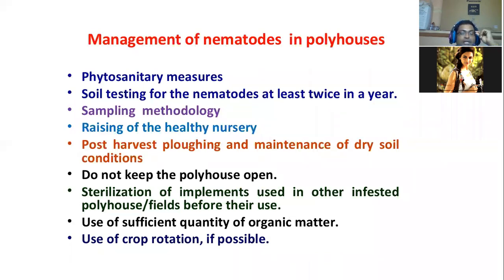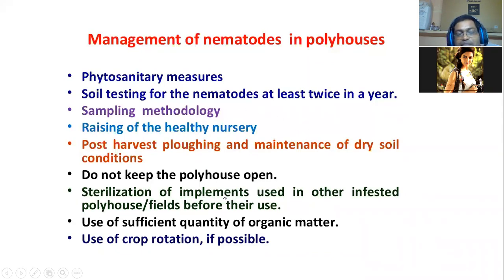Even nowadays, in greenhouses and polytunnels, they are cultivating more under modified atmospheric conditions. In modified atmospheric conditions there is less risk, but still there are chances for nematode infestation, right? For nematode infestation, you can use sterilization of these polyhouses, application of sufficient organic amendments, and using seedlings from a healthy nursery.